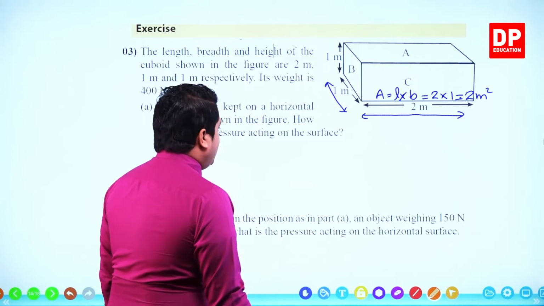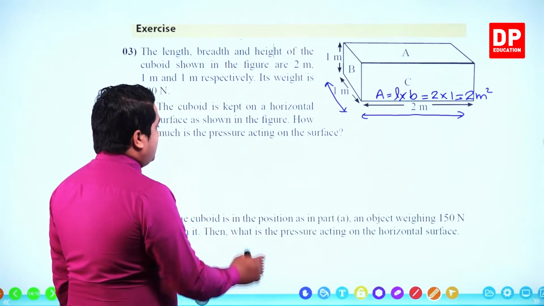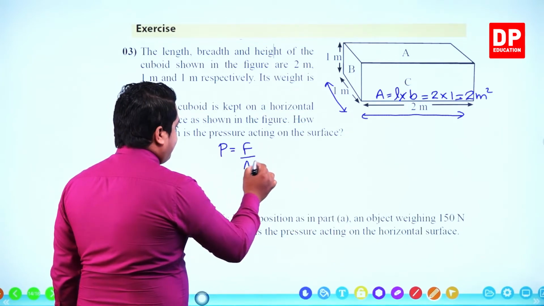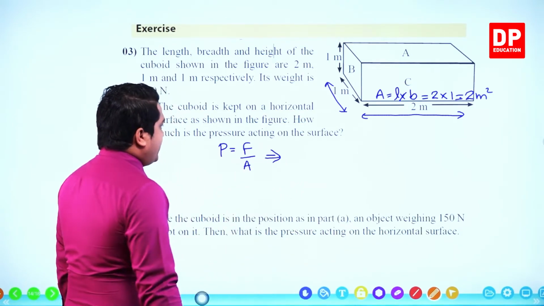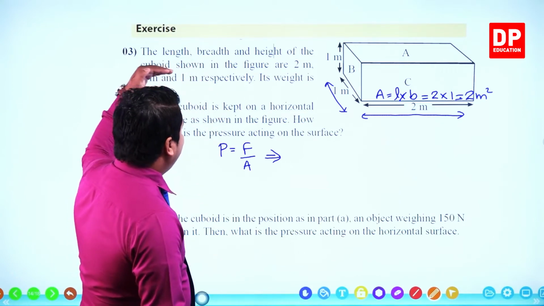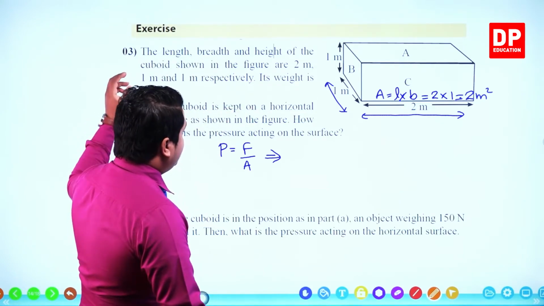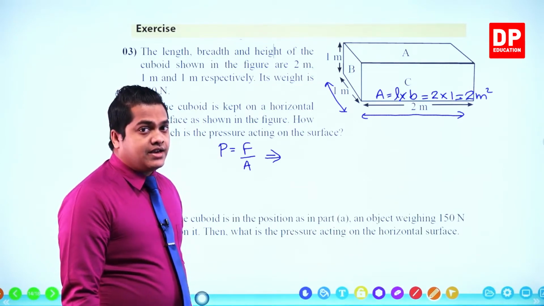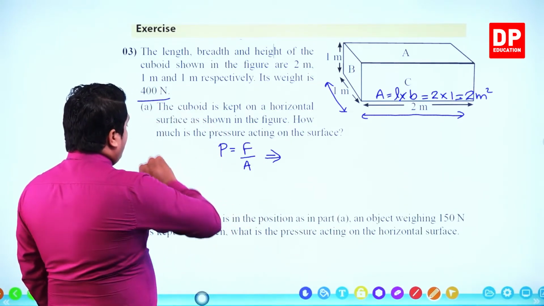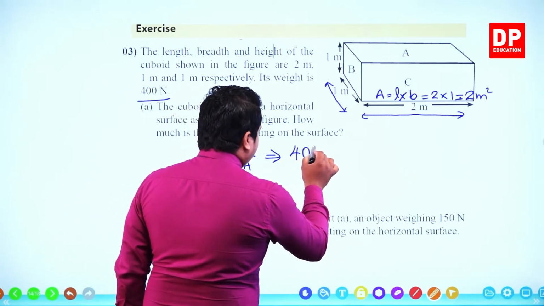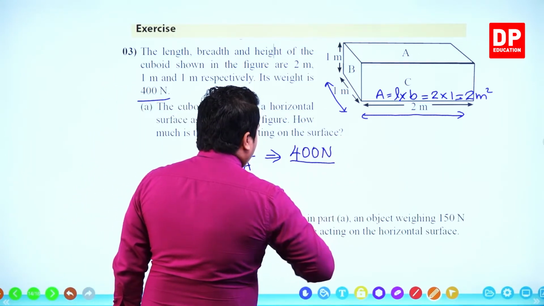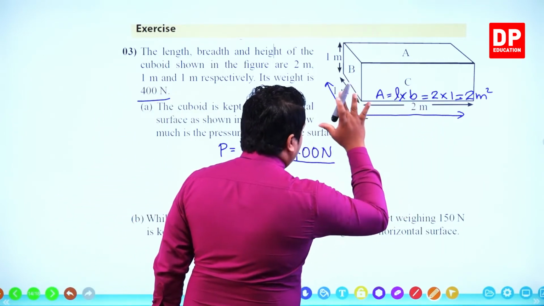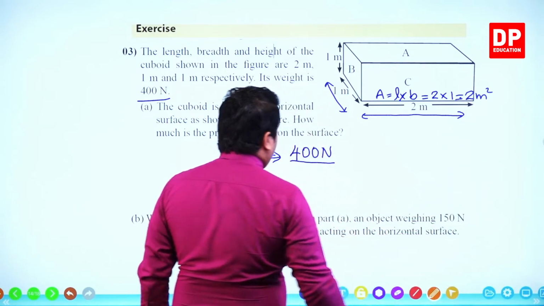Now let's apply the formula to find out the pressure. What is the formula? P is equal to F over A. So my dear children, force is the weight of the object which is acting downwards, right? Weight of the object which is acting downward is equal to 400 Newton. The area which the box is contacting on the particular surface is equal to 2 m squared.